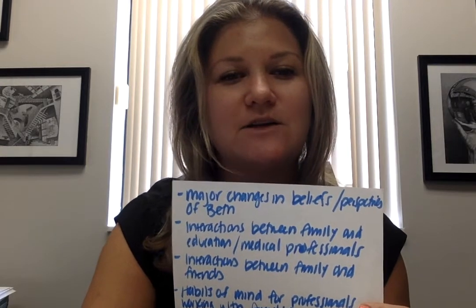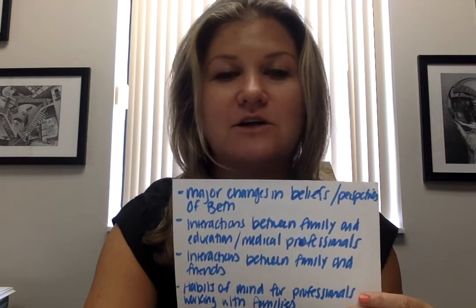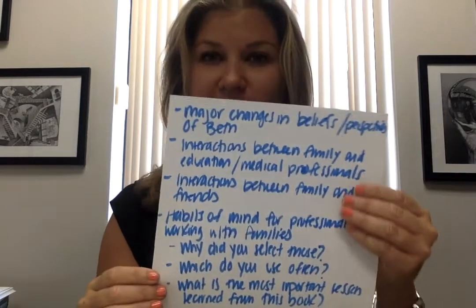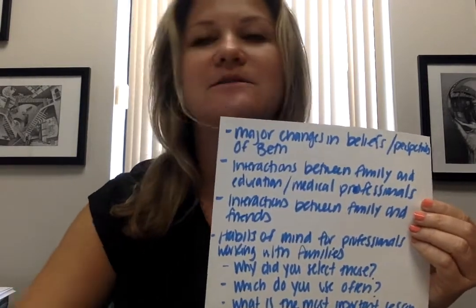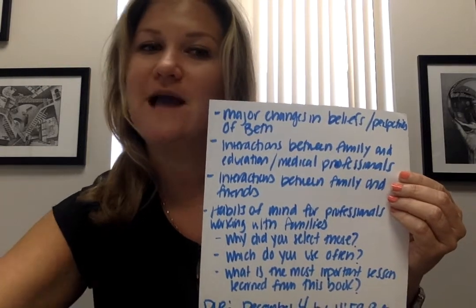Also, I want you to continue with the description and analysis of interactions between families and friends. The same lines. How were these interactions perceived? Were they positive? Were they negative? What is the outcome?